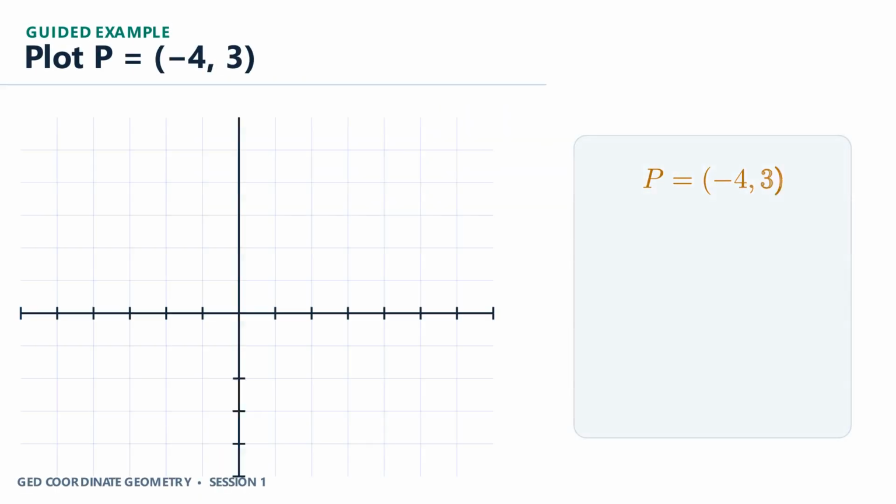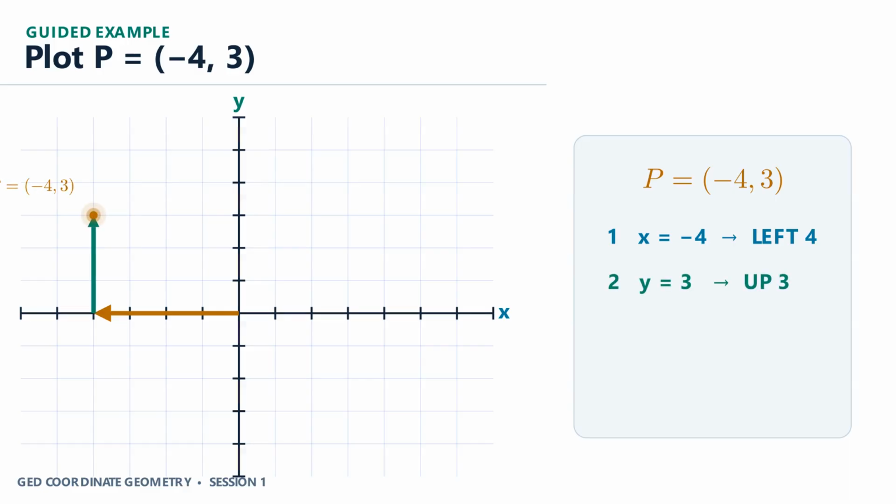Now plot -4, 3. The x-coordinate is -4, so travel 4 units left from the origin. The y-coordinate is +3, so travel 3 units up. Mark the destination and label it P(-4, 3). The point lies in quadrant 2, matching the sign pattern negative, positive. This is a complete check. Direction, distance, destination, and quadrant all agree.